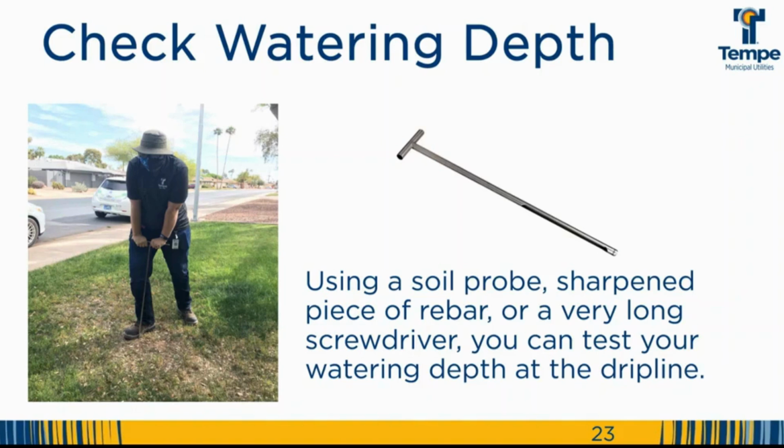Because if you're not reaching the proper depth, that will tell you to increase your run time or do some cycle and soak to make sure the water is actually getting a chance to sink in and not running off. If you're getting more depth than you need, 2 feet for a bush, then you can adjust your runtime down and save a little bit of water because that water below that root zone is not being used. You can use a soil probe, a sharpened piece of rebar, or a very long screwdriver to test the watering depth at the drip line. Landscape Watering Basics goes into a little bit more detail about how to do this.